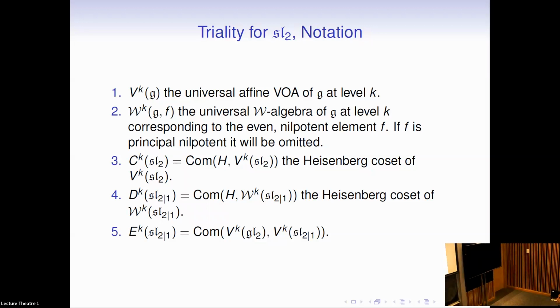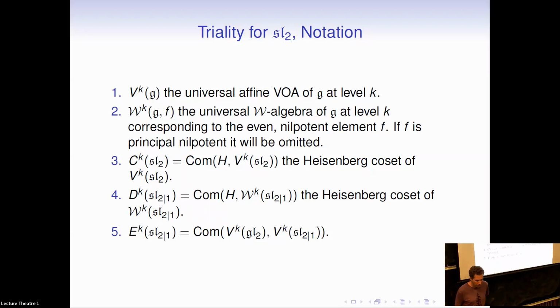So G will always be a Lie algebra or Lie superalgebra. V_k(G) is the universal affine VOA, W_k(G, f) the corresponding W-algebra, the quantum Hamiltonian reduction with respect to your chosen nilpotent element. And then the next three points take the special case of SL2 and SL2/1. SL2 has the Heisenberg algebra corresponding to the Cartan subalgebra as a subalgebra, and you can take the commutant. So I denote this by C_k.